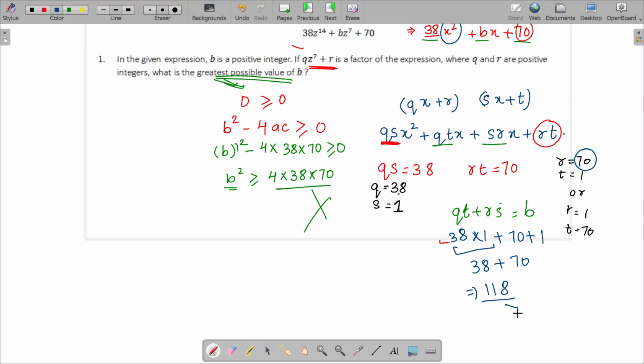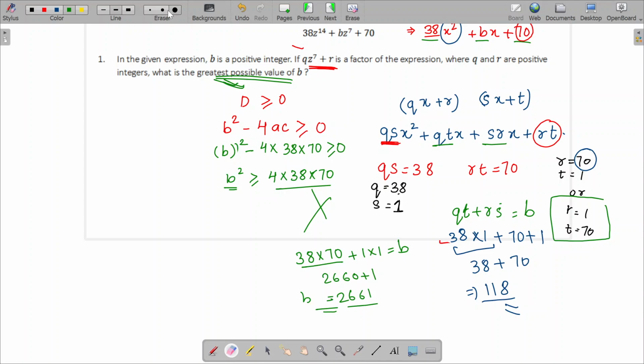But you are not getting the largest value. What if I take t as 70? I will get the largest value. So q is 38, t is 70 plus r is 1, s is 1. Now when you multiply both of them, you will get 2660 plus 1, which is nothing but 2661, which is the highest possible value of p. That's why we consider r as 1 and t as 70.